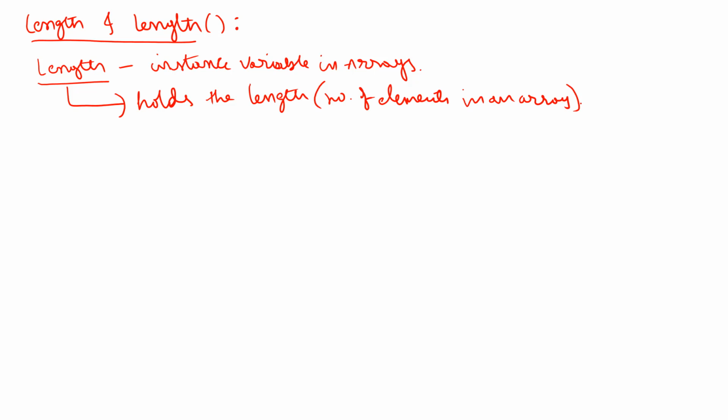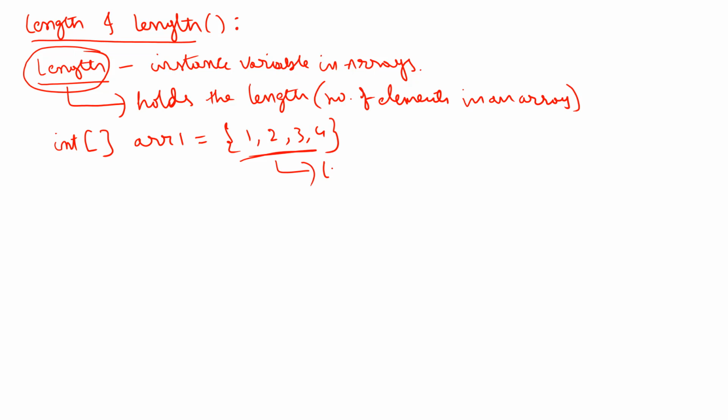For example, let's say I have an integer array like this. Int arr1 equals to, let's say 1, 2, 3, 4. So this is an integer array. If you see this array, this length instance variable holds the length of the array. That means the number of elements in the array. So in this case, it is 4.